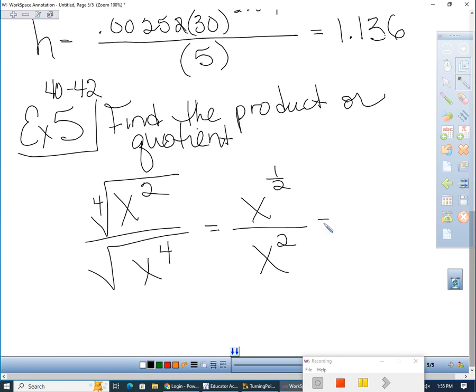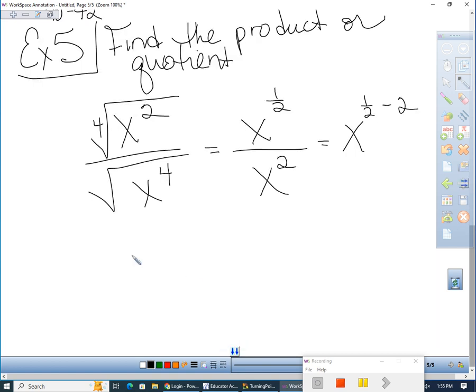Okay, so now when we were dividing with the same base, what do we do with those exponents? Subtract. Look back at those rules we talked about. We subtract our exponents. This is keep the base and subtract the exponents. So we're going to have x to the negative 3/2. Where does that negative exponent go? On the bottom. So this is 1 over x to the third power inside a square root.